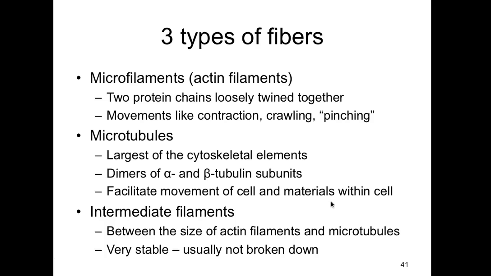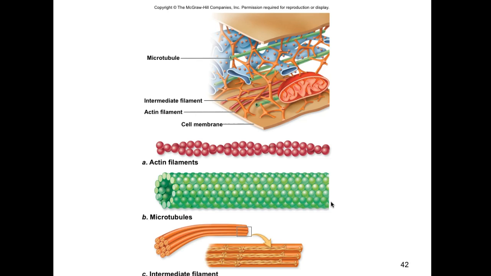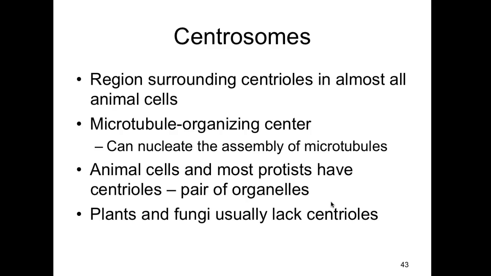There are also the intermediate filaments. Intermediate filaments are between the size of actin filaments and the microtubules. They are very stable structures, and they are usually not broken down. If you look at the overall structure of the cytoskeleton, here you can see the actin filaments, microtubules, and the intermediate filaments.